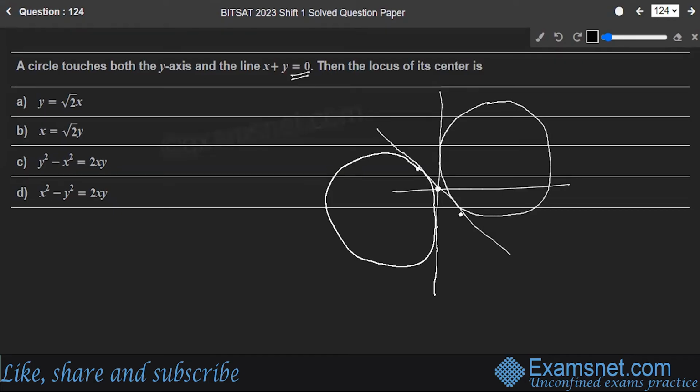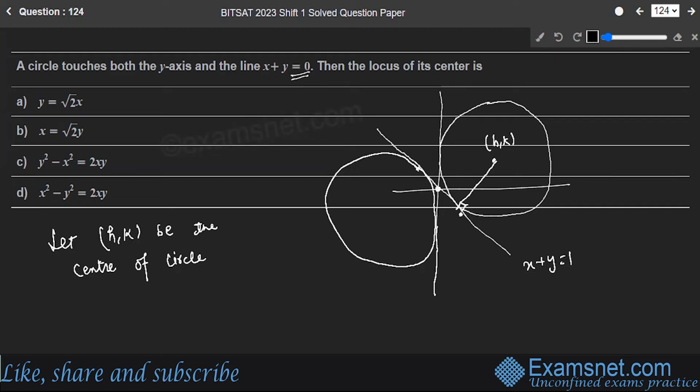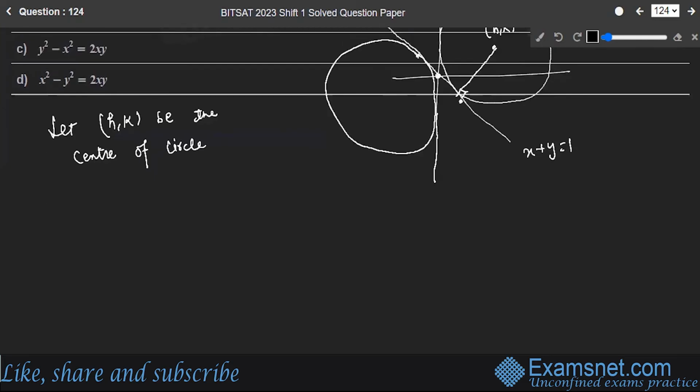So let H, K be the center of the circle. So this is the one, H comma K, and this is your line x plus y is equal to 1. If I drop a perpendicular from this, you know that is equal to the radius of this circle, correct? So the distance from H, K to this line is given by H minus K.